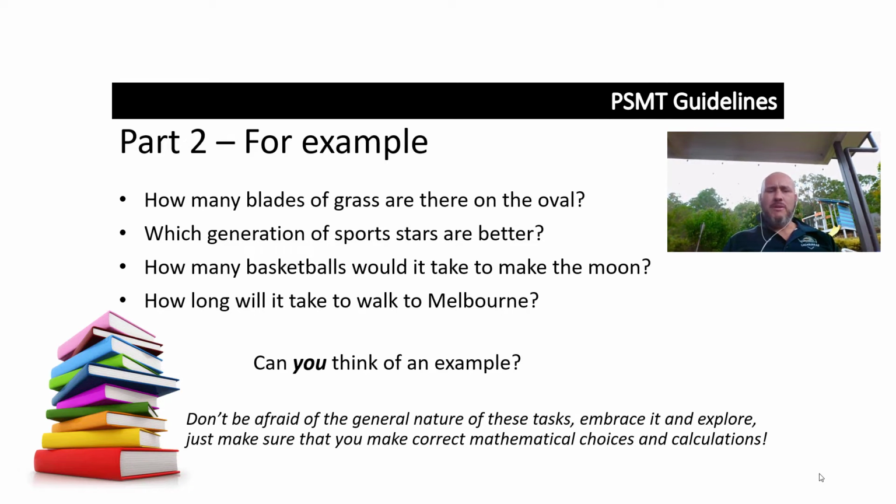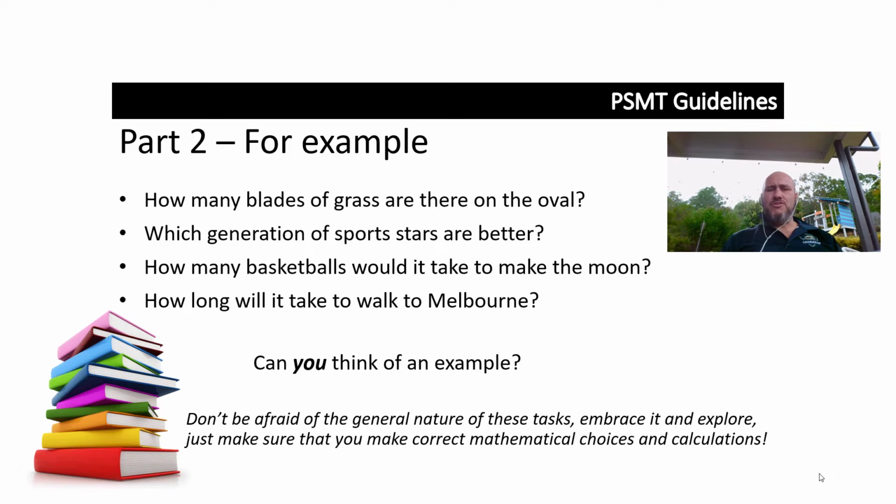We could ask you, how many blades of grass are there on the oval? Or which generation of sports stars are better? And we've actually used this as a general mathematics PSMT. How many basketballs would it take to make the moon? How long will it take to walk to Melbourne? Now, hopefully you can see in all of these situations that there's no designated, this is how you do it. You do this and then you do that and this is how it works.